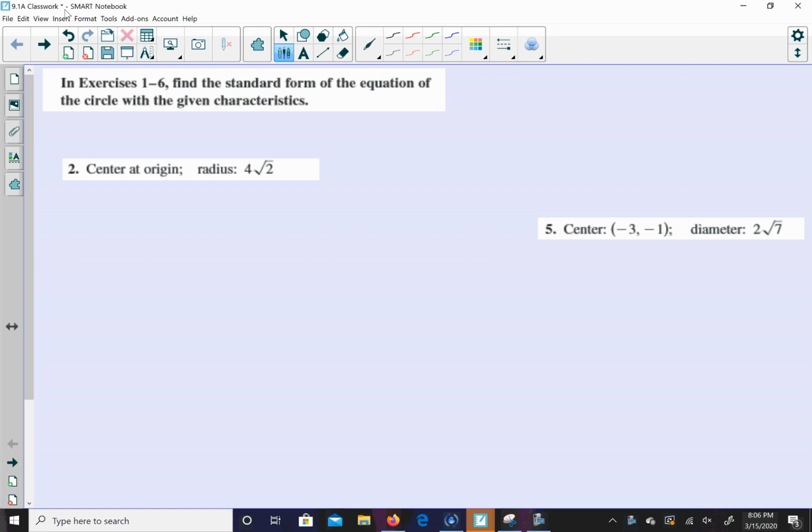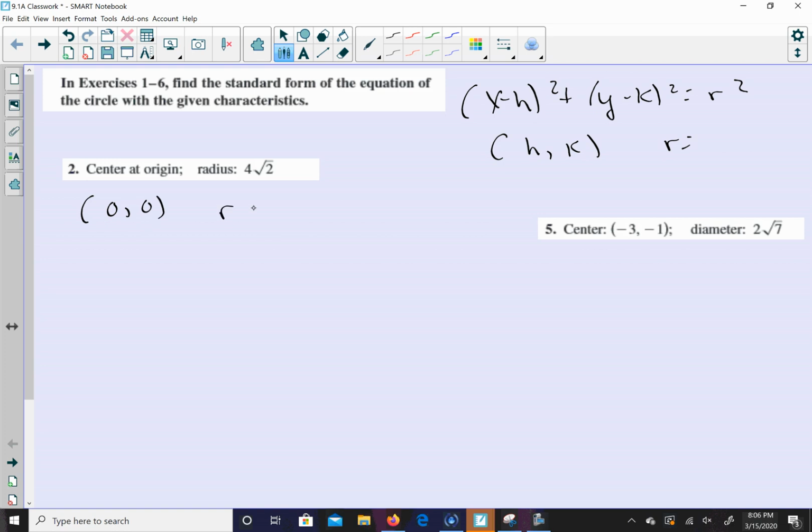So number 2, the center is at the origin, and the radius is 4 times the square root of 2. To remind you real quick, the standard form of an equation is (x minus h) squared plus (y minus k) squared is equal to r squared, where (h, k) is the center, the coordinates of the center, and r would be your radius. So when I look at this, the center is at the origin, which means my (h, k) would be (0, 0). My radius is 4 times the square root of 2.